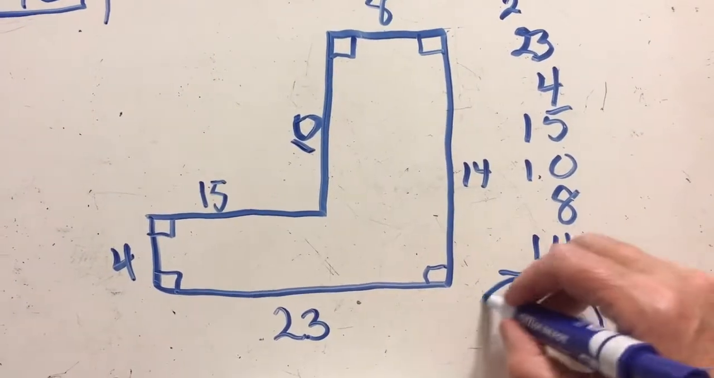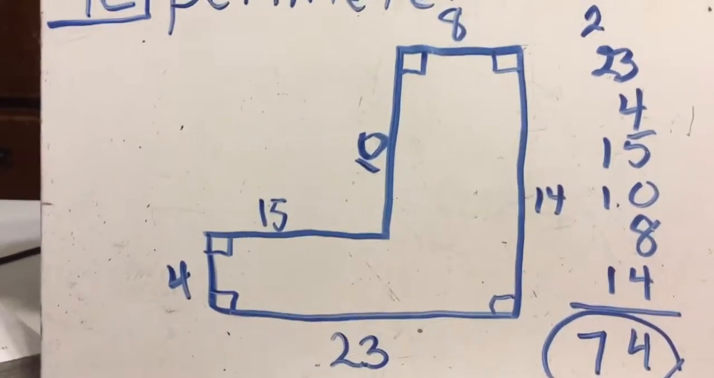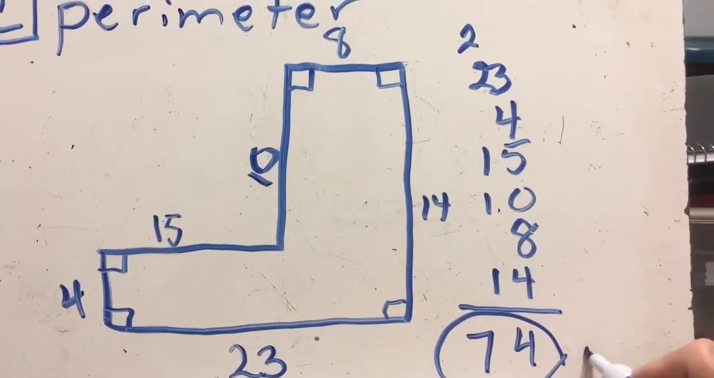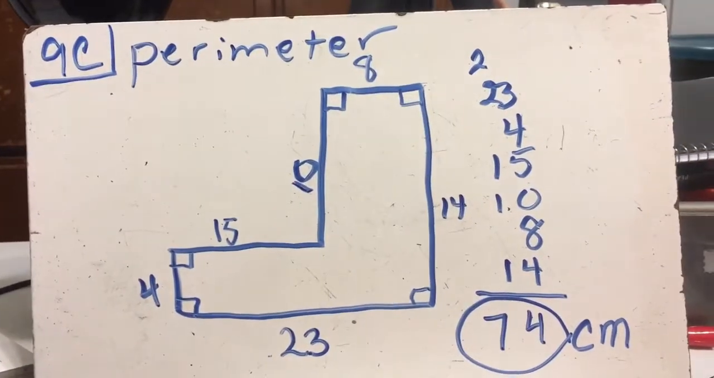So 74 units of measure. Okay, they told us that those were in centimeters. So now we have 74 centimeters, and that was your practice problem.